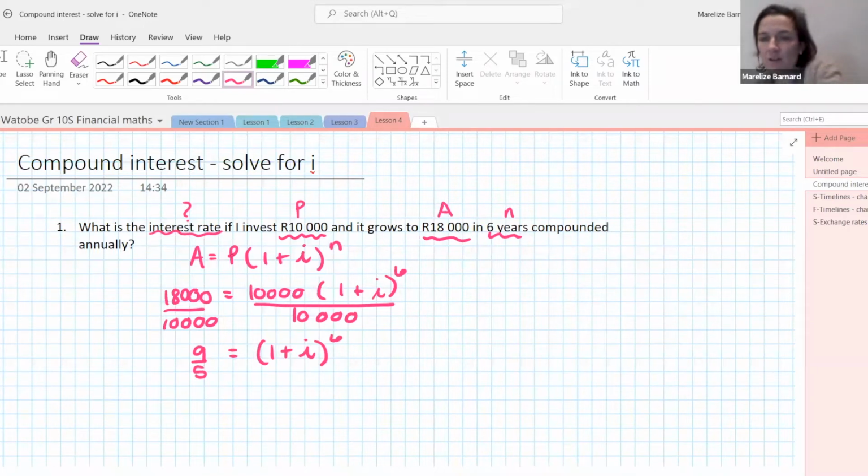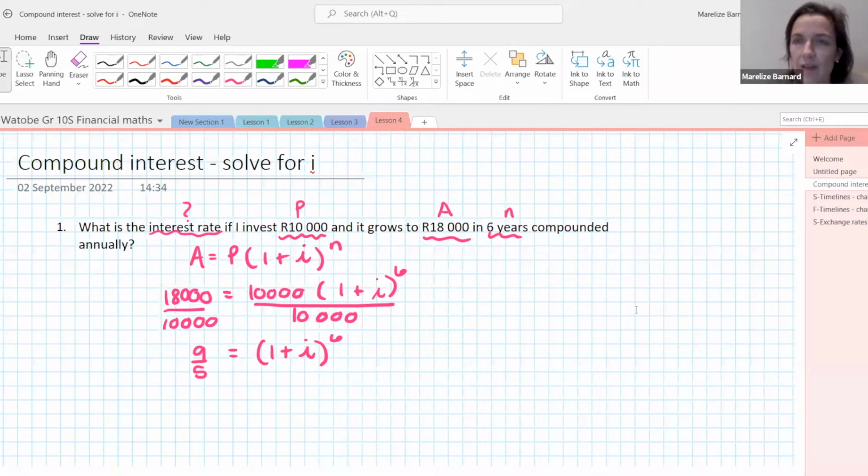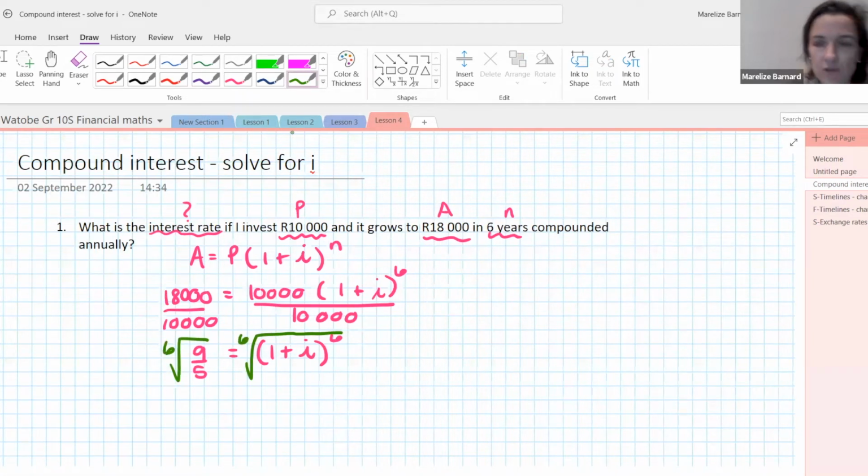Okay, does anyone know what we are going to do now? We need to get I by itself. So what is our next reverse operation that we're going to do to get I by itself? Pop it in the chat or raise your hand if you know. Sure, these Tobians are so clever. We are going to take a 6th root on both sides. That will be the inverse operation of raising it to the power of 6.